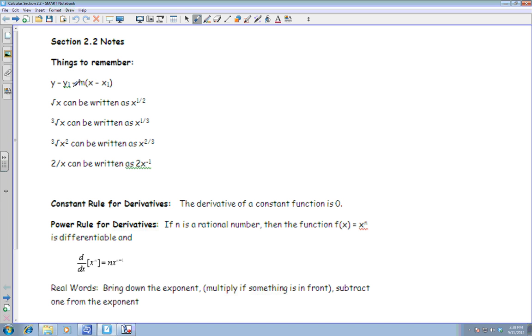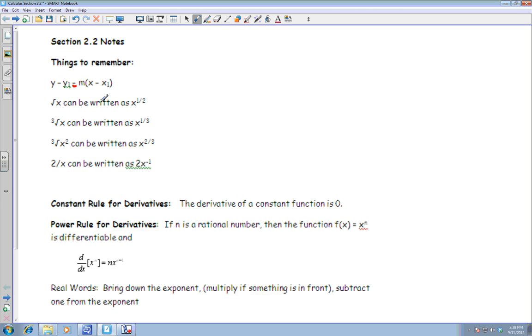First of all, this needs to be an equal sign right here. If you remember, this is point-slope form of an equation, and today they're going to ask you to write the equation of the tangent line, and you're going to need to know this formula. So y minus y1 equals m times x minus x1. We're going to be using that.